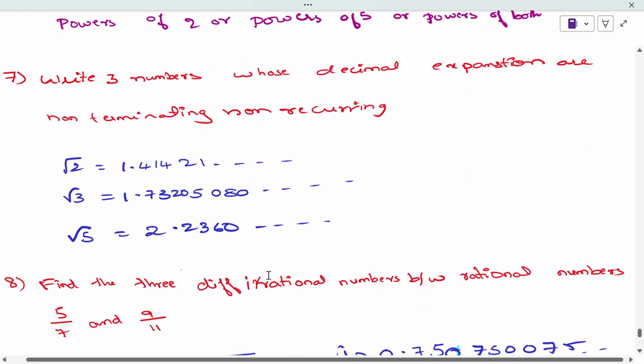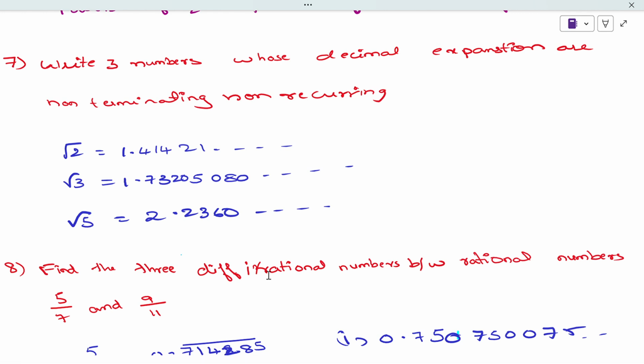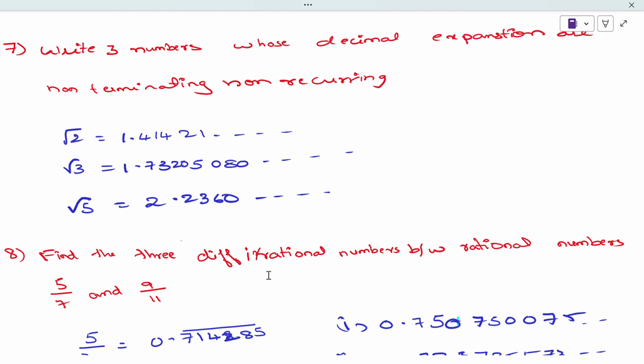Now see that seventh question. Write three numbers whose decimal expansions are non-terminating and non-recurring. Irrational numbers are all non-terminating and non-recurring. The decimal places will not be repeated here, that we call non-recurring. So root 2 value is 1.41421, like that you will get. This is also non-terminating and non-recurring. This we call an irrational number: root 2, root 3, root 5. These are the three examples.